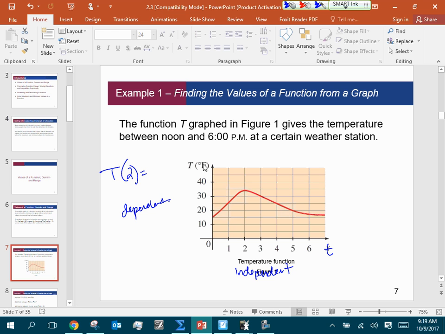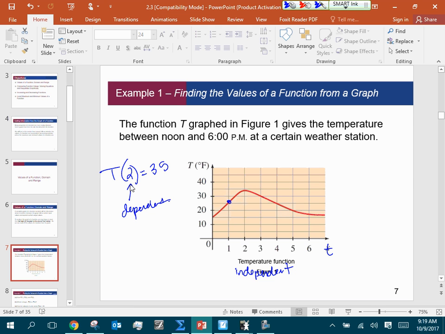But this one, this y value, or capital T of lowercase t, that function value, the output value, is dependent on what input value we use, right? Okay, this height, if I'm at 1, the height is, what, 25? If I'm at 2, the height is 35. So t of 2 is 35.